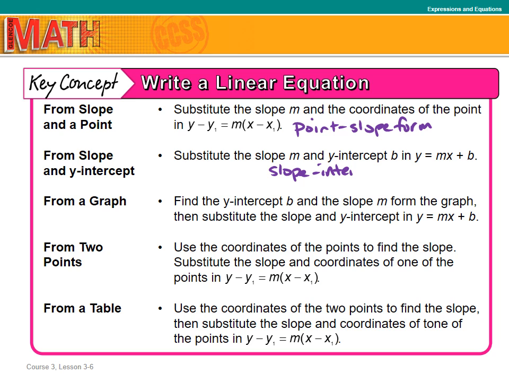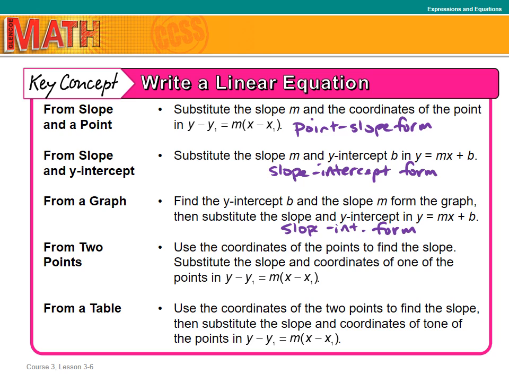Slope-intercept form. From a graph, find the y-intercept b and slope m from the graph, then substitute the slope and the y-intercept in y equals mx plus b. Once again, the slope-intercept form. I'll abbreviate it this time.